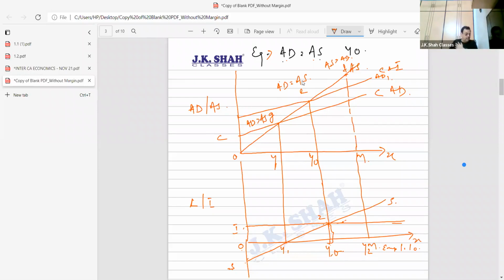The investment curve is horizontal, parallel to the x-axis, because the investment is considered to be autonomous, which means the amount of investment remains the same irrespective of the rate of return.